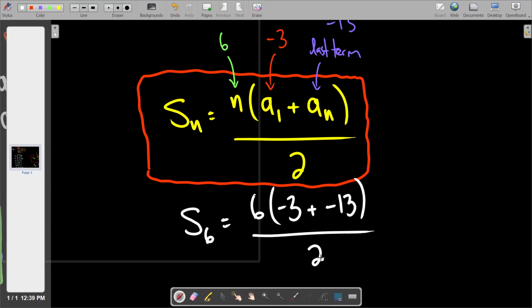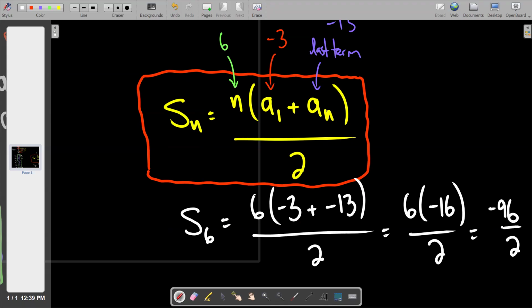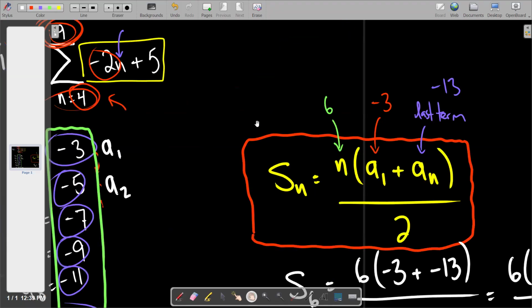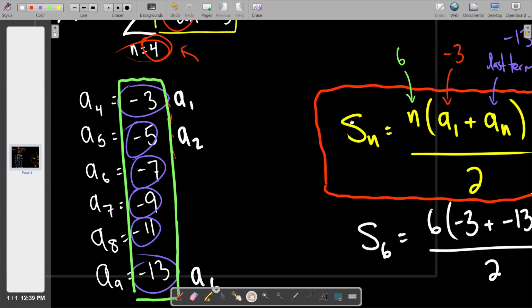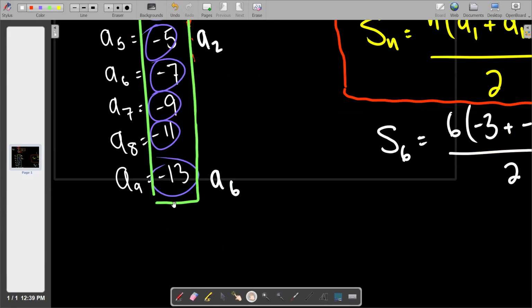So help me with my math. If we add the parentheses together, what's -3 plus -13? -16. So now what we're dealing with is 6 times -16 divided by 2. And what's 6 times -16? And what is -96 divided by 2? No, that's wrong. -48. -48, which I don't know if we ever actually came to consensus on this. Did we ever actually finish adding all these numbers up? Did I write it down at some point and then erase it?